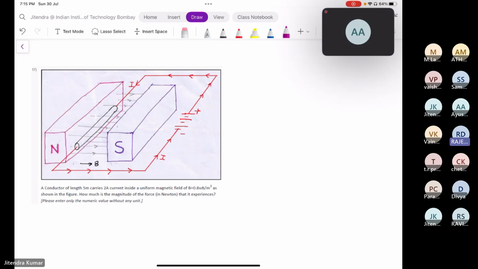8 Newton, sir. Sorry, how much Newton? 8 Newton. Okay.